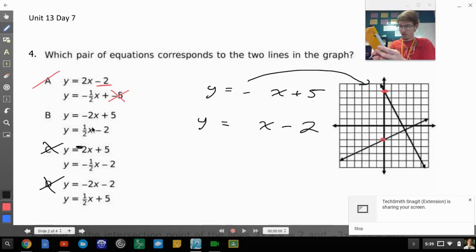Nothing too earth-shattering. -2x + 5. Okay, again, there's -2x + 5. There is 1/2 x - 2. There are my two lines. Back up there, 2 lines, that's B.